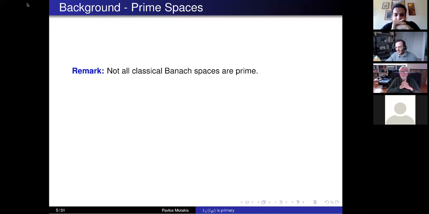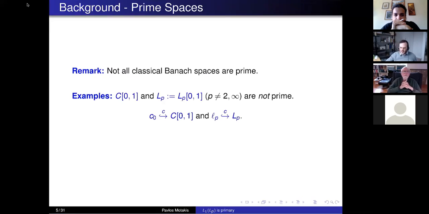You have to go to a non-classical setting. So there is another definition that I will get to. Yes, of course. And okay, here's an example of some spaces that are not prime.